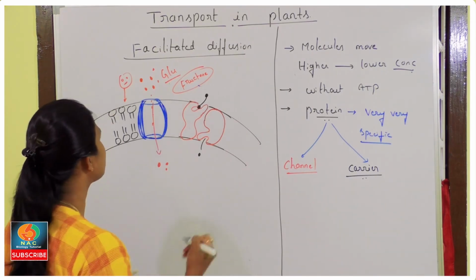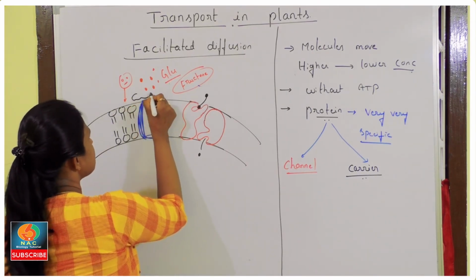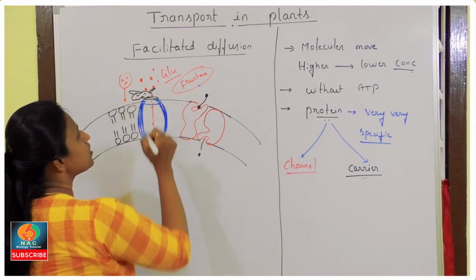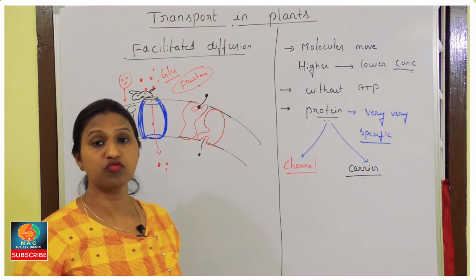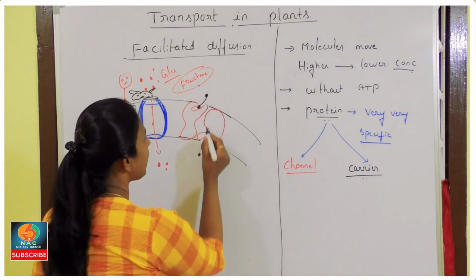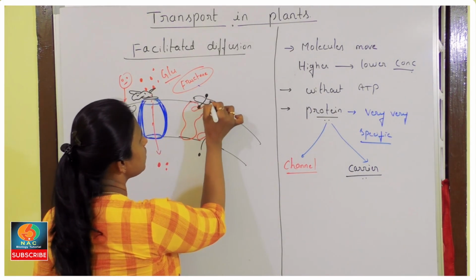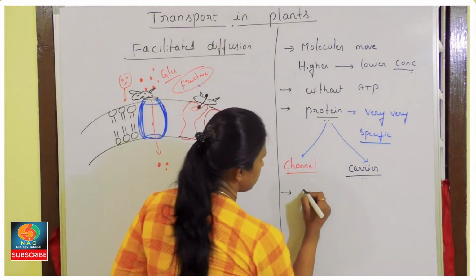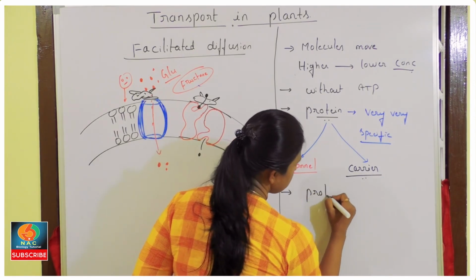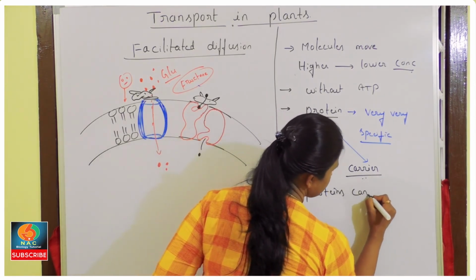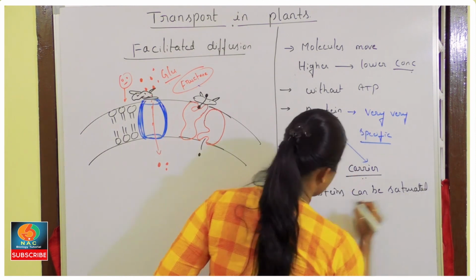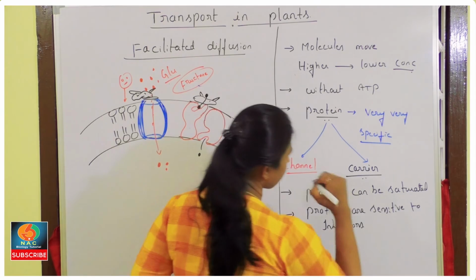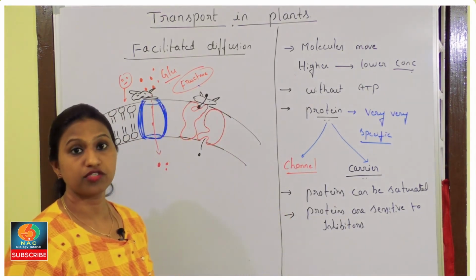Say for example, here one inhibitor is there. If this inhibitor binds over the channel protein, then molecules cannot move through it. Even if it comes and binds to this carrier protein, the molecule cannot bind to it. So the proteins can be saturated, and the proteins are very sensitive to inhibitors. Hope you understood this much.